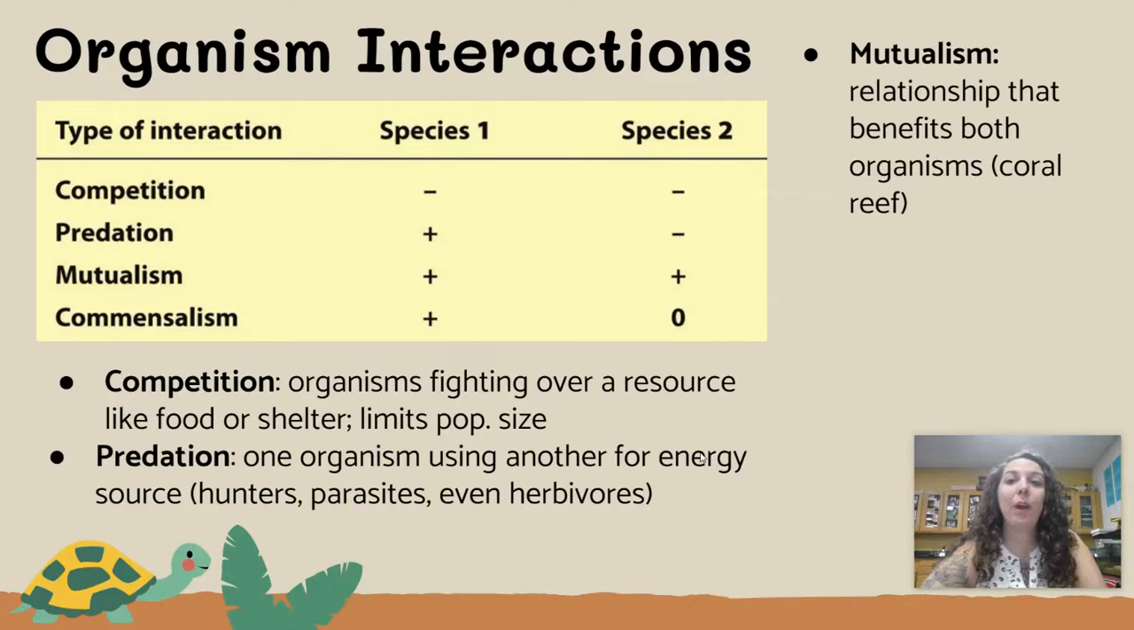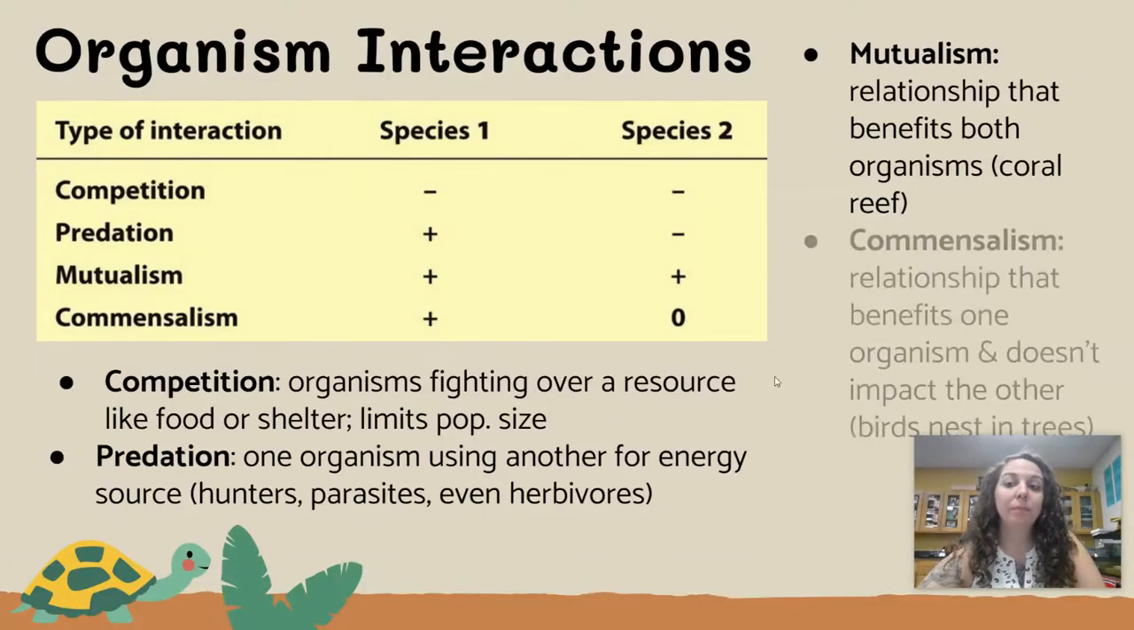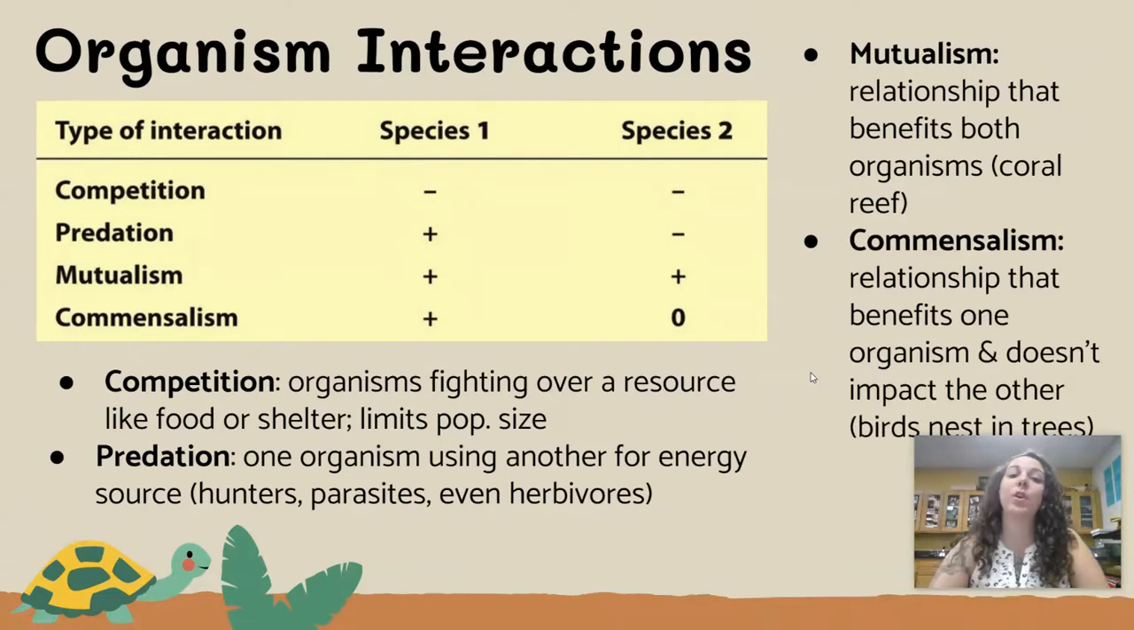Mutualism, that's going to be where both are mutually benefiting from the relationship. So coral reef is one example. In coral reef, you've got algae and coral working together. Algae is obviously a plant that's going to do photosynthesis. Coral are actually animals, so as they go through photosynthesis and respiration, they kind of provide molecules that the other one needs. And then in commensalism, that's where you're going to have one species benefiting and the other species just really doesn't care. It's not being impacted in a positive or a negative way.